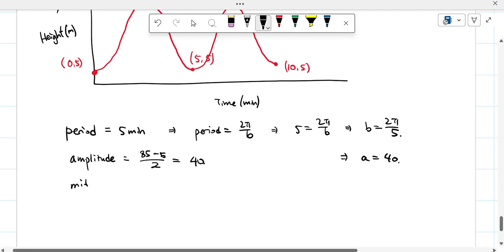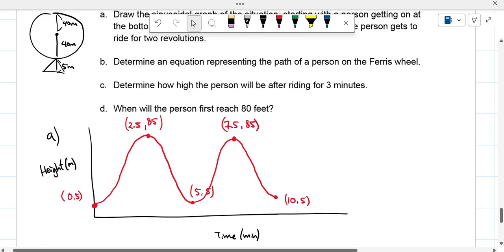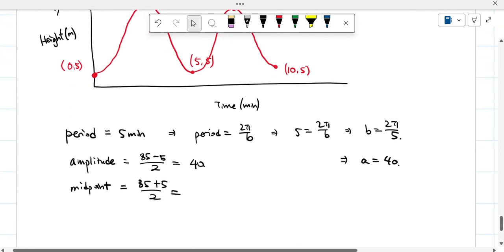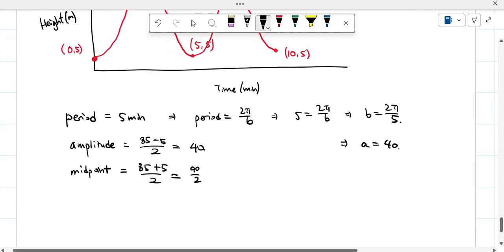Finally, the midpoint, not finally, sorry. The midpoint, we find it by doing maximum plus minimum divided by 2. So that's like the middle of this Ferris wheel. We can actually see it. The answer should be 45. 90 over 2 is 45, which tells me that d is equal to 45.